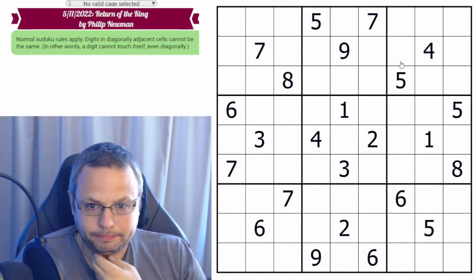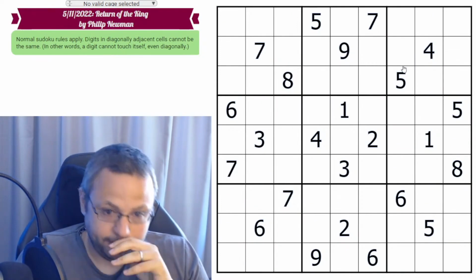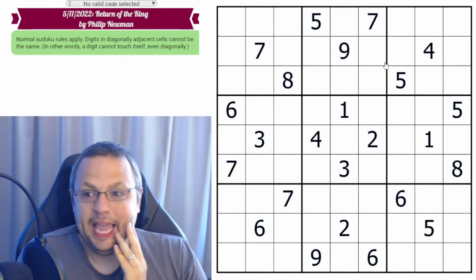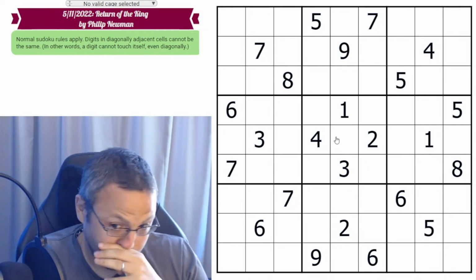Alrighty. So, next up, we have this. And so this is an anti-king Sudoku, or as Clover will often call it, a no-touchy Sudoku.